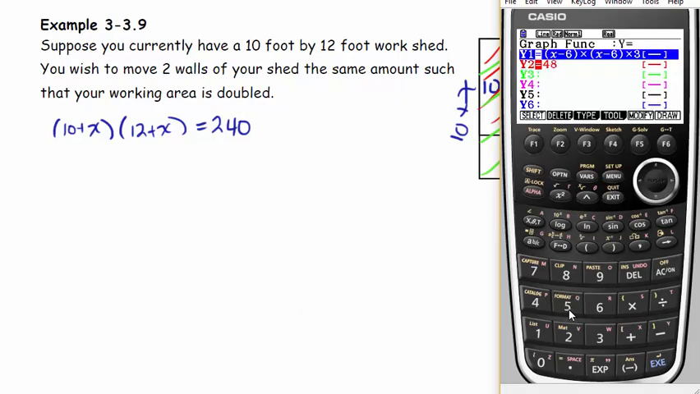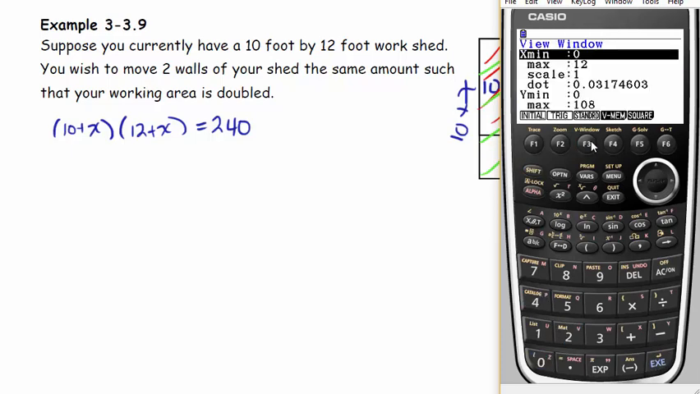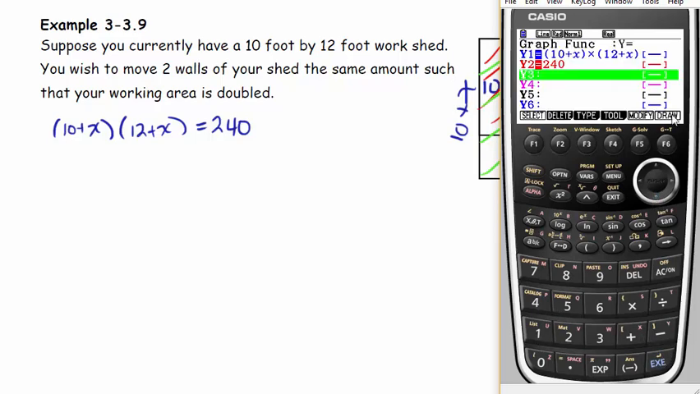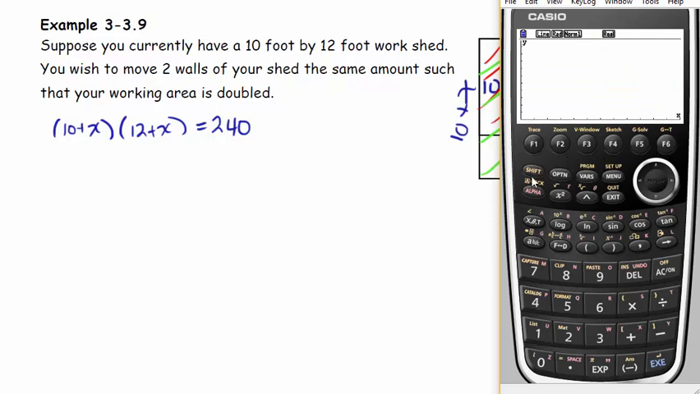Let's go to our graph menu. I'm going to put 10 plus x quantity times 12 plus x quantity equals 240. Now I need to pick a window. Alright, I know I want this to be positive. We had 0 to 12 before. Sure, that'll work. Let's try that. Or it might not work, but we'll find out.